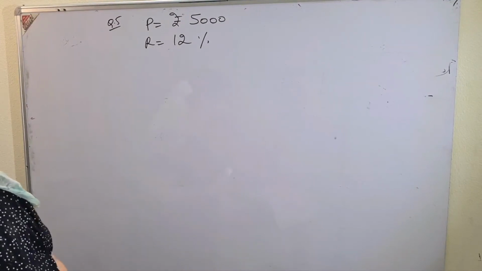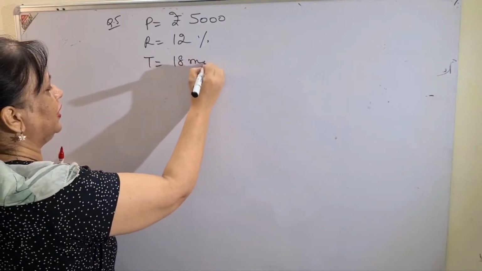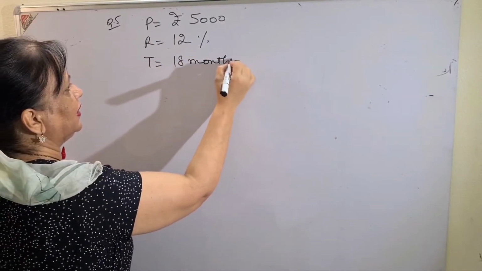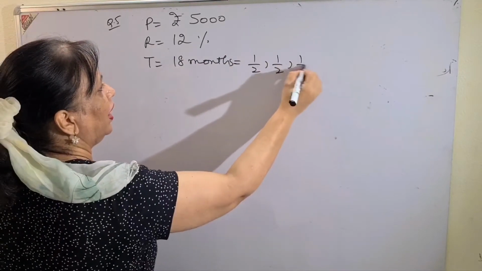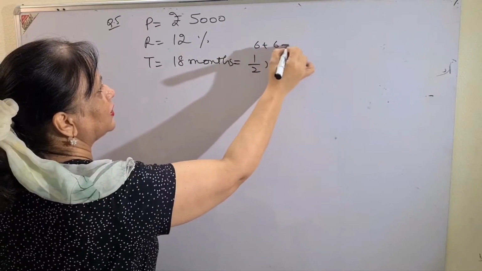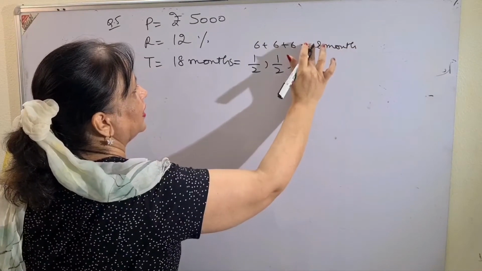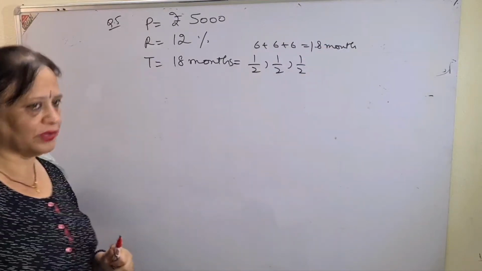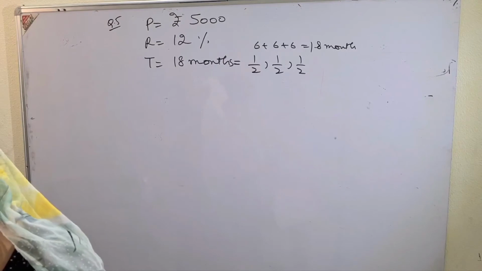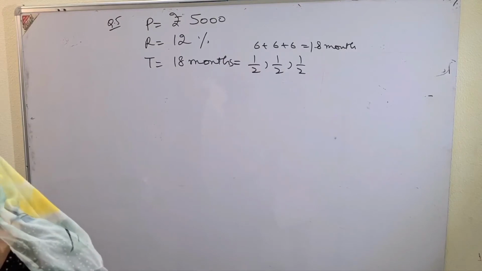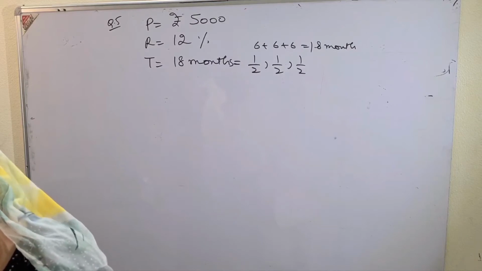See children, it is written every 6 months. So time is given to be 18 months. You read in the third line. Every 6 months means there are 3 units. Half, half, half. 6 plus 6 plus 6 come to be 18 months. I hope you followed. What does it mean? For 18 months, you have to take half, comma, half, comma, half, because you underline this line, compound interest payable every 6 months. He repays rupees 1800 at the end of every 6 months.